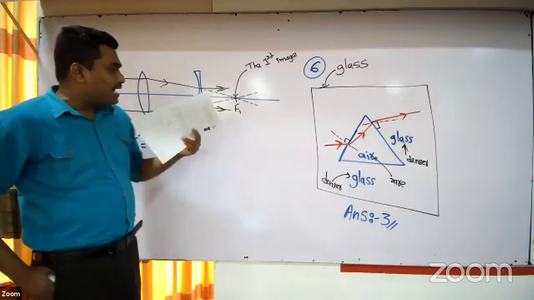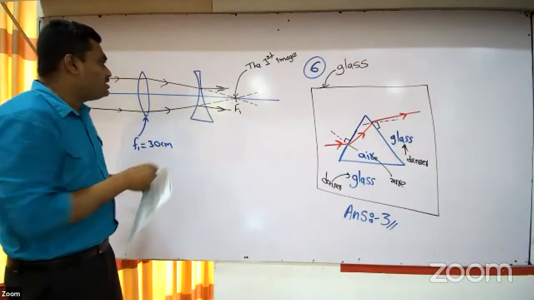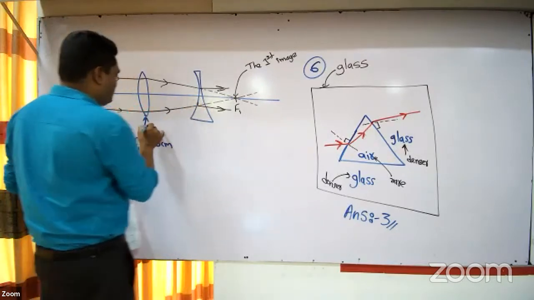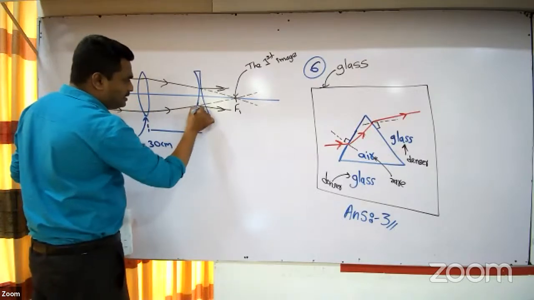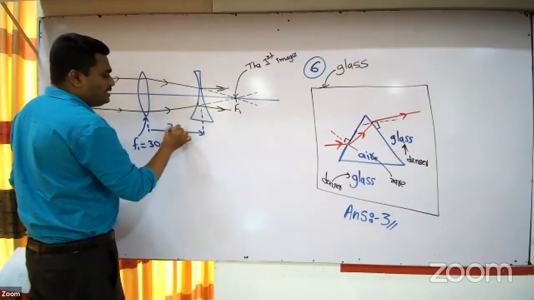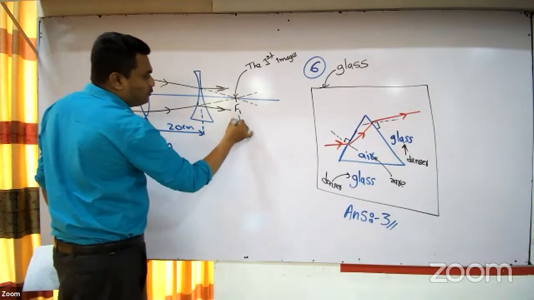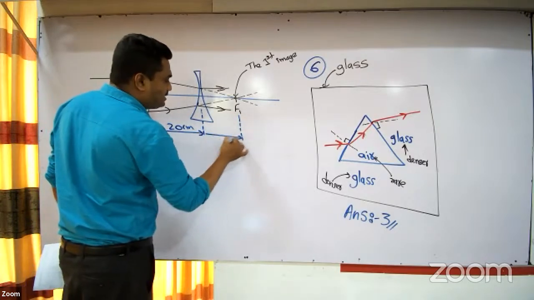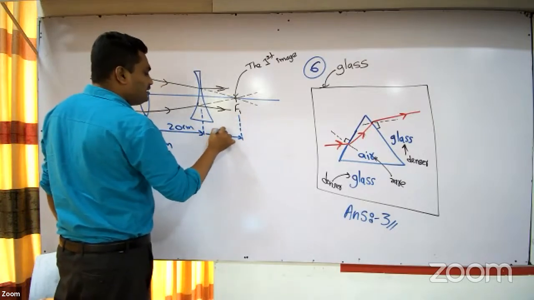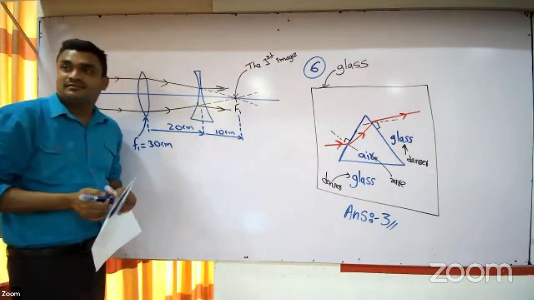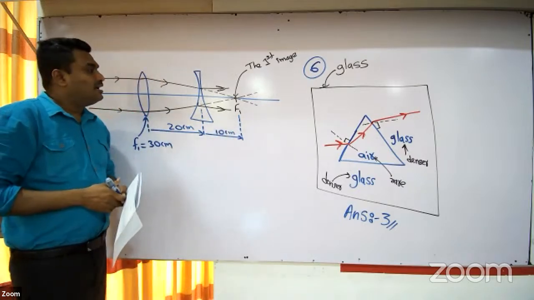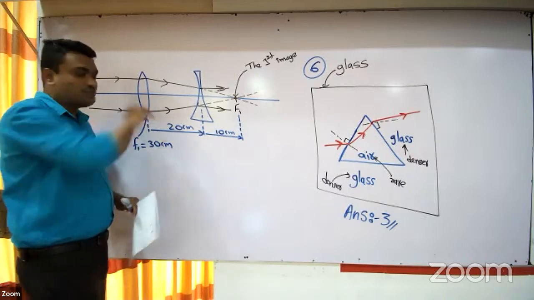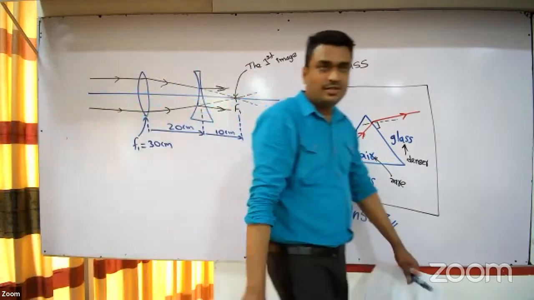Okay, dear. For the divergent lens, what is the image distance? This distance is given as 20 centimeter. Therefore, for the divergent lens, object distance is 10 centimeter, right? Let's draw this diagram.